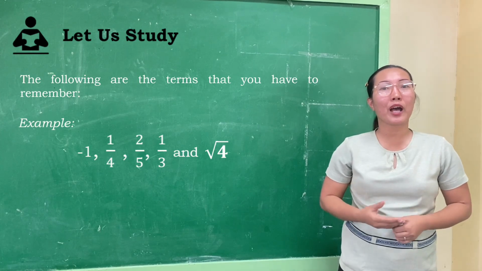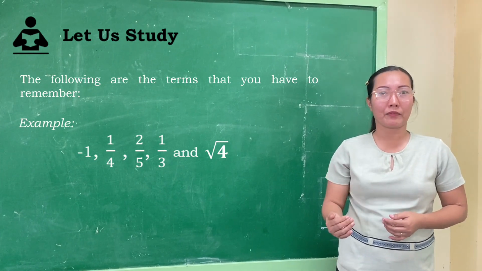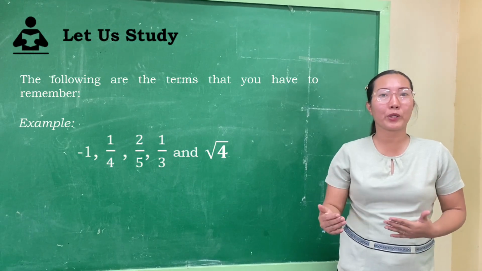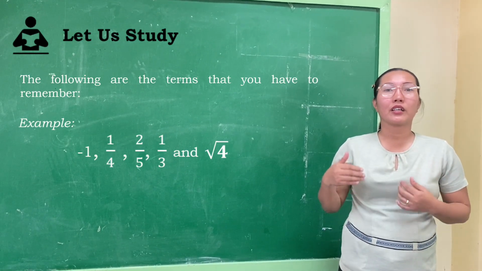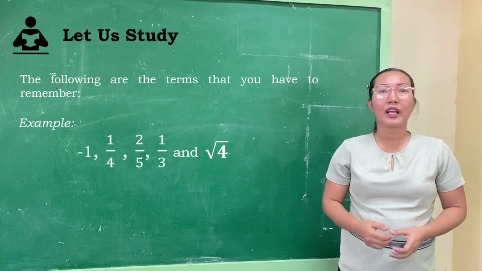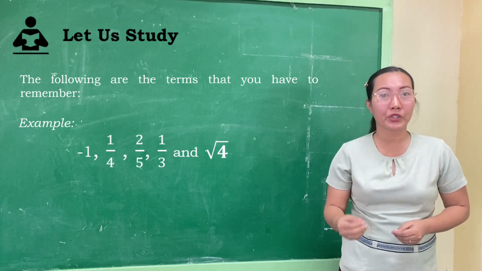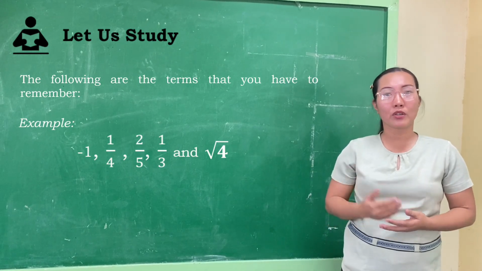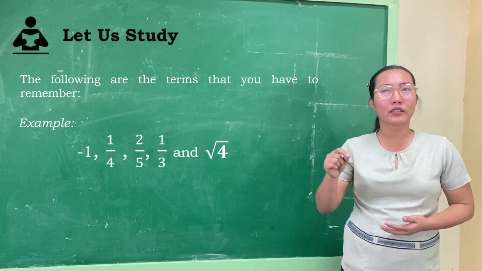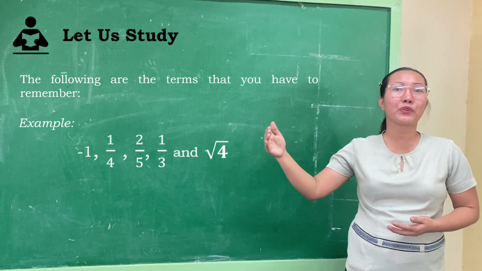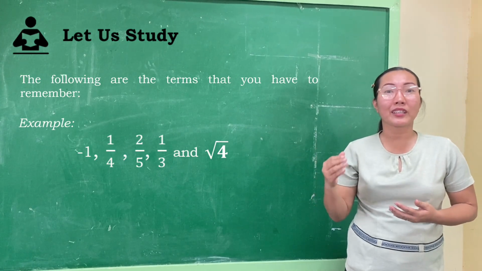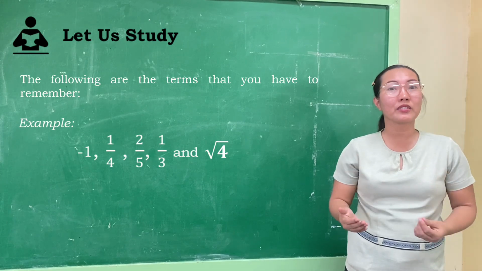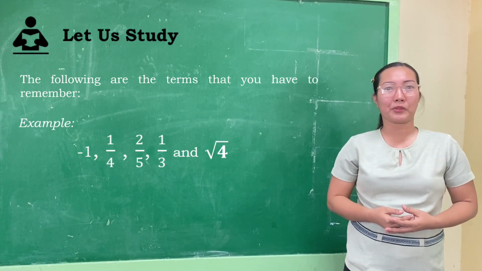Another example, we have 2/5. Using a calculator again, the result is 0.4, and the answer is a terminating decimal. Another example, we have 1/3, or 1 divided by 3. Using a calculator, the result is 0.3333 and it continues forever. So that is an example of a repeating decimal and it is also considered a rational number.